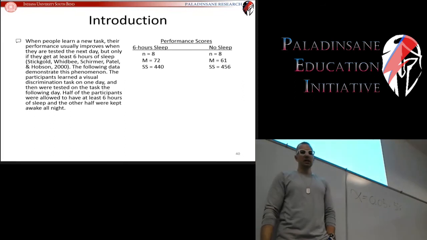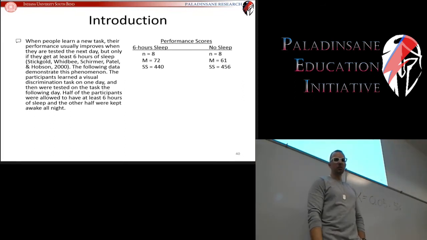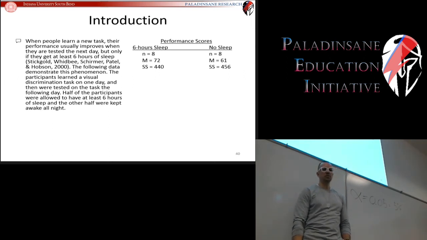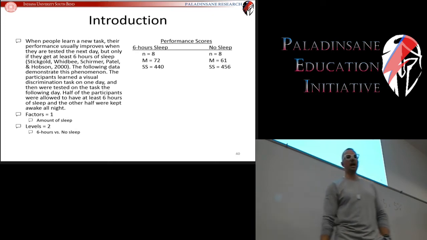When we take a look at a study like this one, it goes, when people learn a new task, their performance usually improves if they are tested the next day, but only if they get at least 6 hours of sleep. The following data supports this phenomenon. The participants learned a visual discrimination task one day, and they were tested on the task the following day. Half of the participants were allowed to have at least 6 hours of sleep, and the other half were kept awake all night. So in this experiment here, we're looking at one cause. We're looking at one factor, and that factor is amount of sleep. We're also only looking at two levels. We're looking at 6 hours of sleep or no hours of sleep. So in this case, once again, one factor, two levels, that is a t-test.